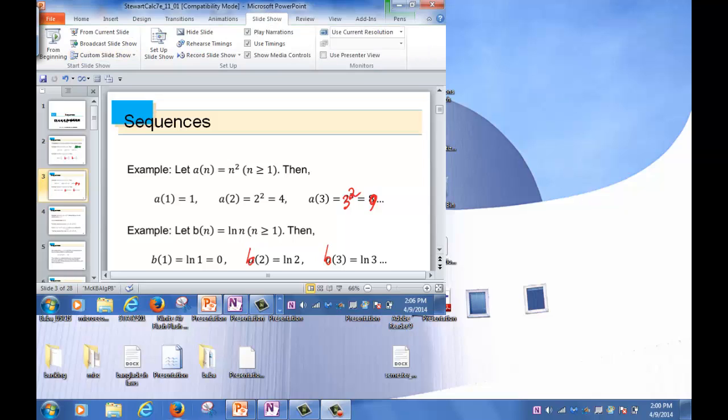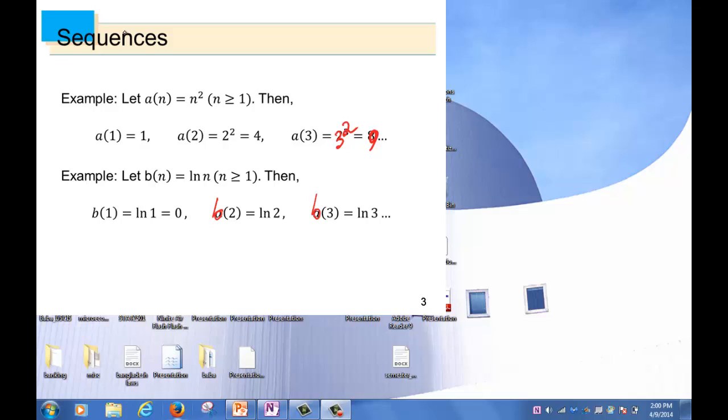So let me go back to the slideshow again. If a of n is n squared, where n is larger or equal to 1, then a of 1 is 1, a of 2 is 2 squared, which is 4, a of 3 is 3 squared, which is 9, and so on. If I take b of n to be ln of n, n larger or equal to 1 again, then b of 1 would be ln of 1, which is 0, b of 2 would be ln of 2, b of 3 would be ln of 3, and so on. Everybody understands the definition of a sequence. Okay.